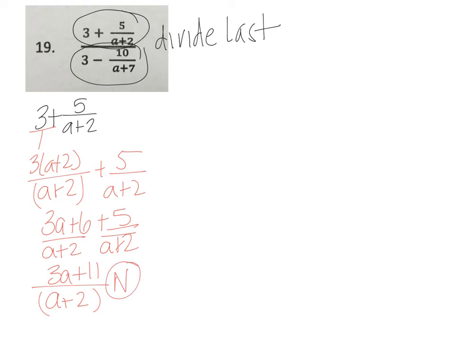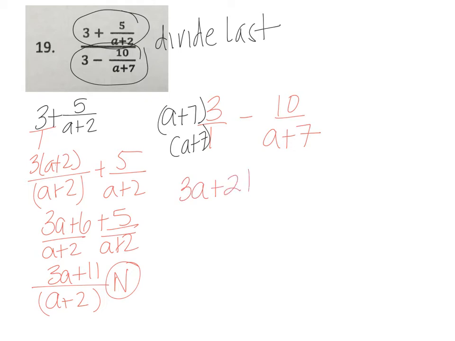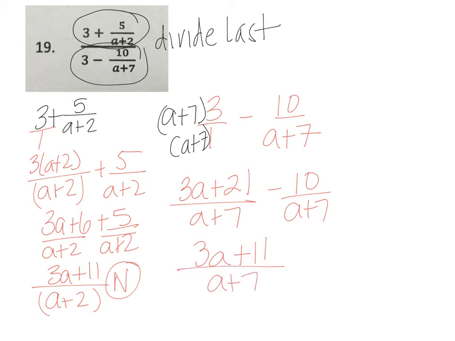Now let's look at the denominator. 3 over 1 minus 10 over a plus 7. So I'm going to multiply this by a plus 7 over a plus 7. We get 3a plus 21 over a plus 7 minus 10 over a plus 7, which is 3a plus 11 over a plus 7. This is my denominator.